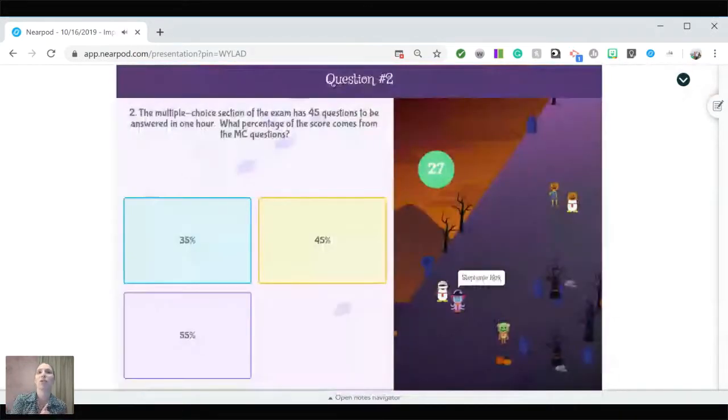All right, the multiple choice section has 45 questions. What percentage of your score comes from the multiple choice? That one is 45.